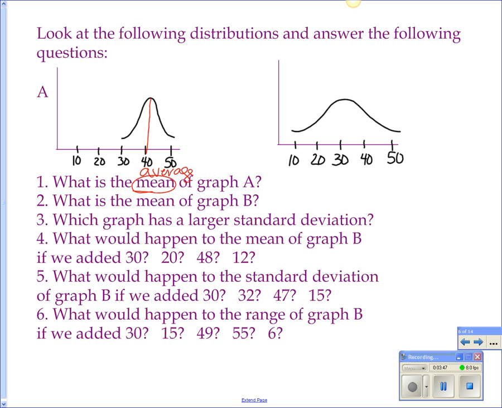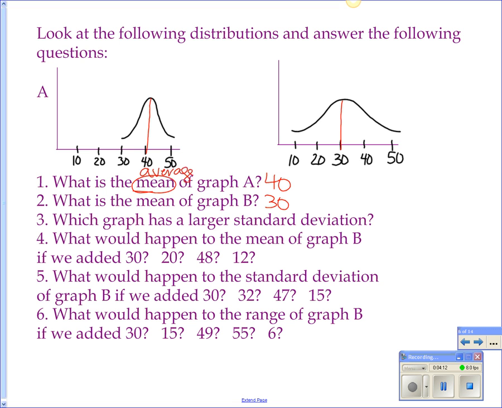All right, so of graph A, what would we guess it is? 40. Okay. All right. Chase, what would you... For number 2, it says the mean of graph B. What would you say to that? Good. Graph B is at 30. Okay. All right. This next question.